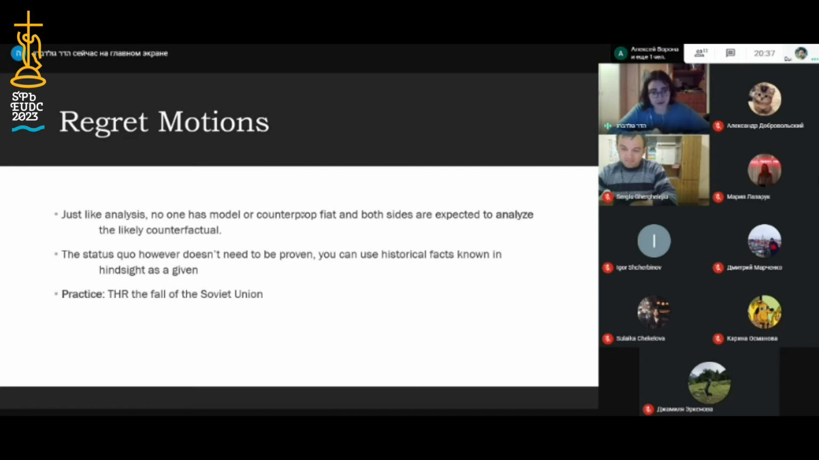Is that point clear to everyone? This was the biggest reason why I used this example, to show you what we are looking for in analyzing the counterfactual. It's not just about what happened, but what would have happened that we want to analyze. Are there any questions on regret motions?